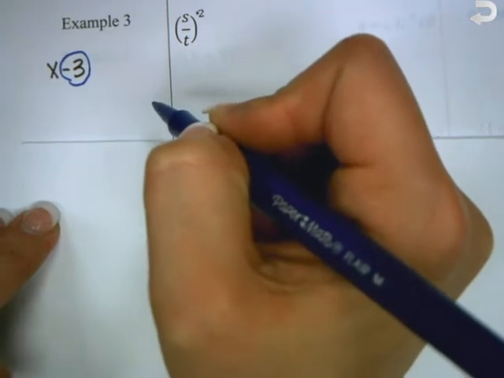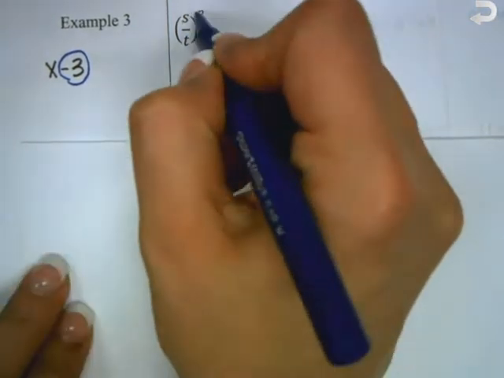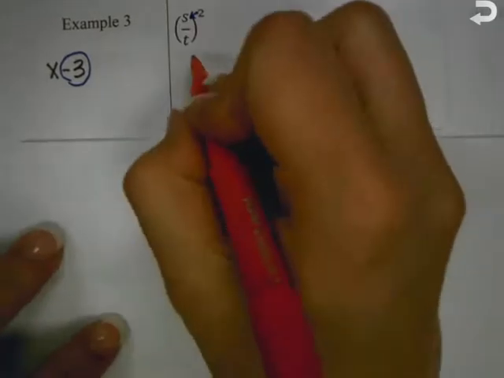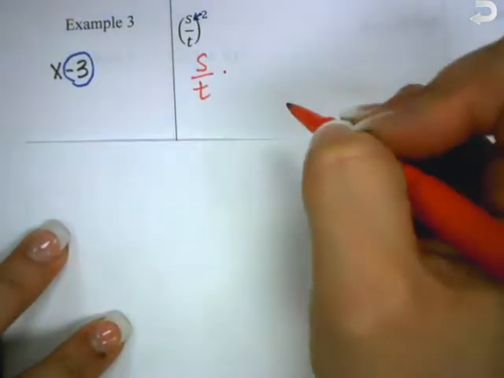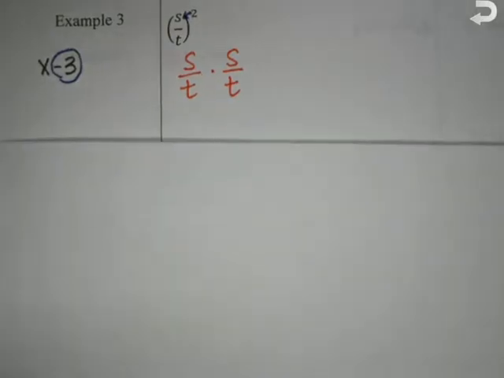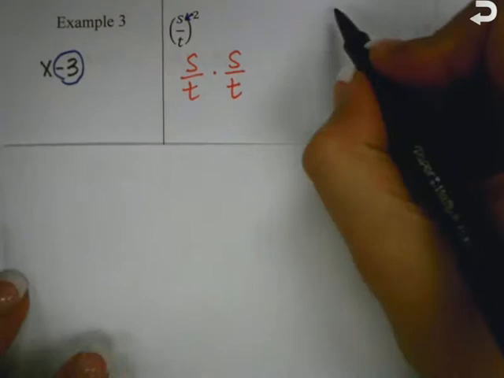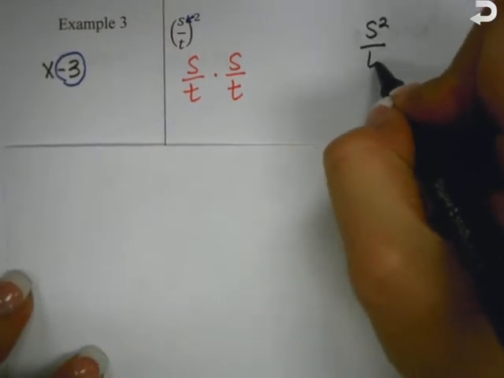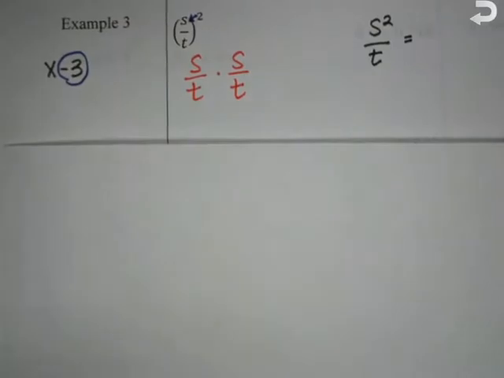So how would we rewrite this as an expansion? S divided by T times S divided by T. And what if I had something that looked like this? Now what's that exponent attached to? The S. So how would we expand this one? We would do S times S, all of that over T. So it's whatever the exponent is attached to, that's what we have to expand.